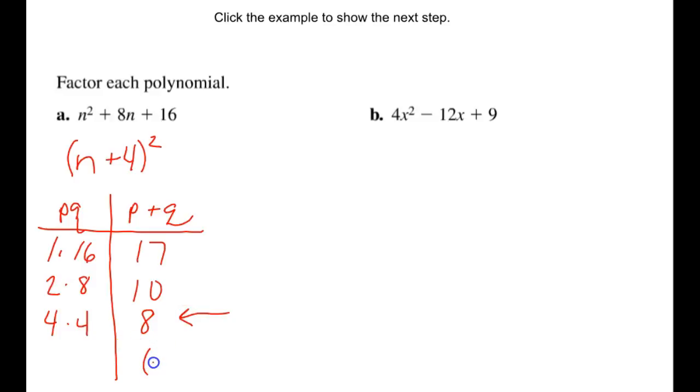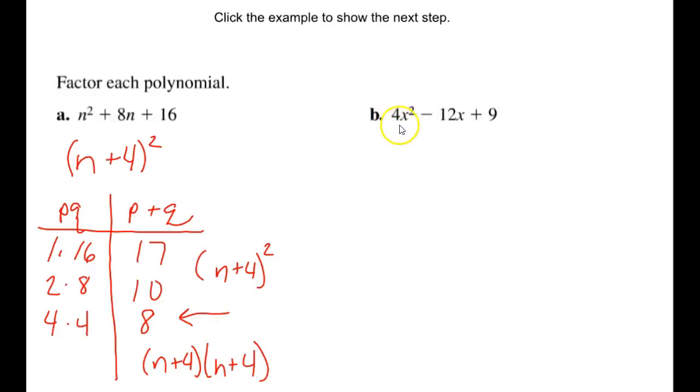So then I could rewrite it. I would have n plus 4 times n plus 4. Well, since these two things are the same, I can write them as n plus 4 squared. So it works out the same. Even if I don't recognize the pattern, I can still follow the things that I've done and it will still work there.